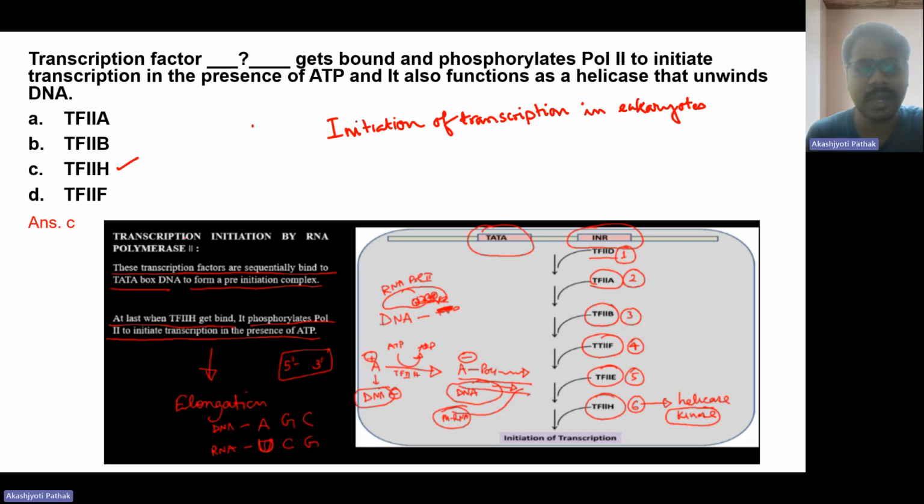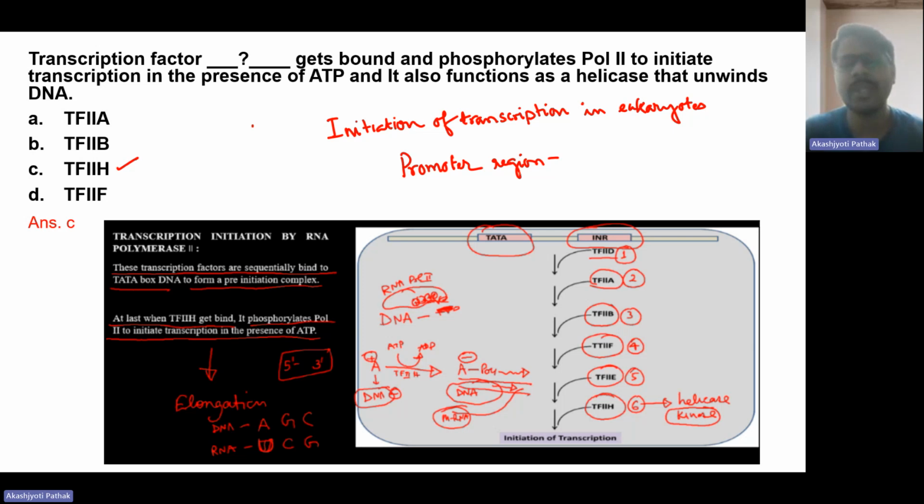We will go through this transcription initiation in eukaryotes. This is directly taken from their lecture slides. So here you can see the promoter region. The promoter region is a DNA sequence, which is recognized by the RNA polymerase, and it is this region where the RNA polymerase will bind and start the transcription process.